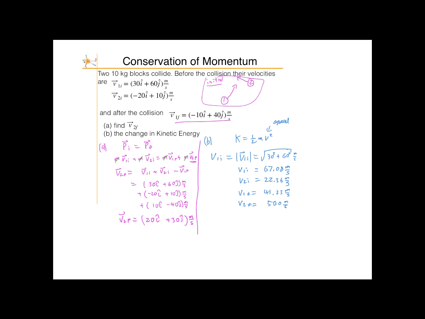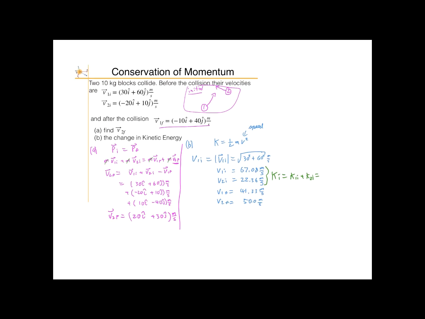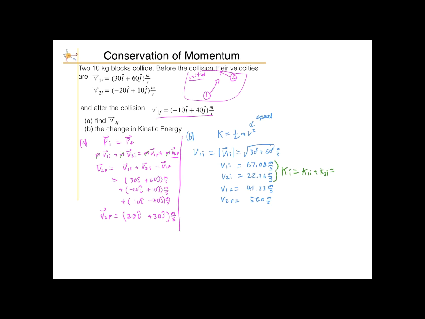And for the initial situation, I can find the total initial kinetic energy, right? It'll be the kinetic energy of 1 initial plus the kinetic energy of 2 initial. So I do 1/2 m v squared for each of them, and that works out to approximately 25,000 joules for initial.